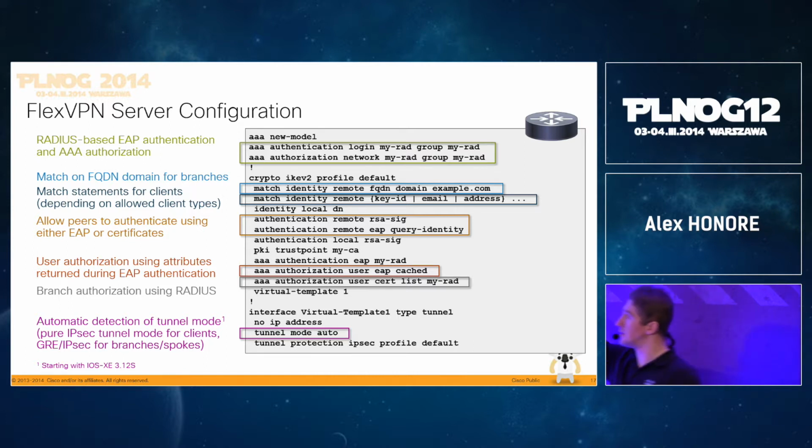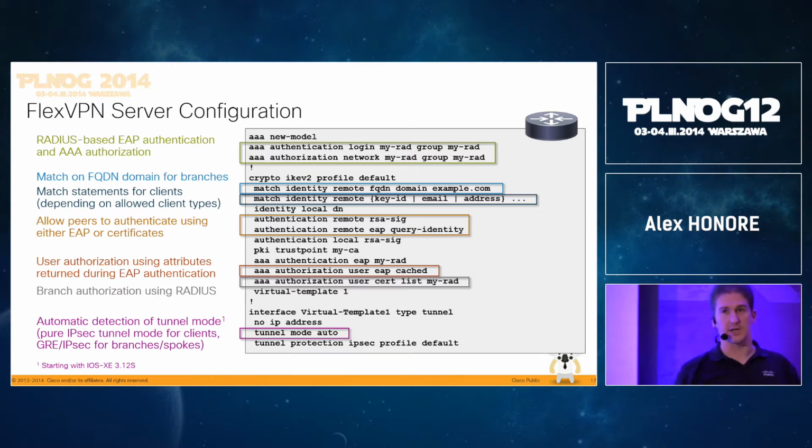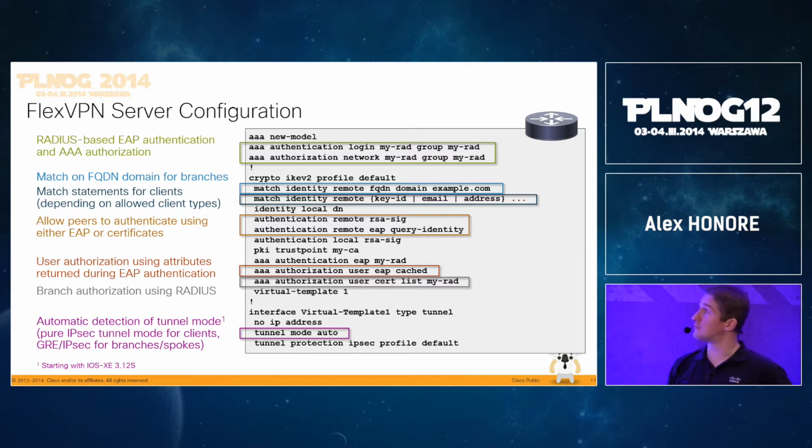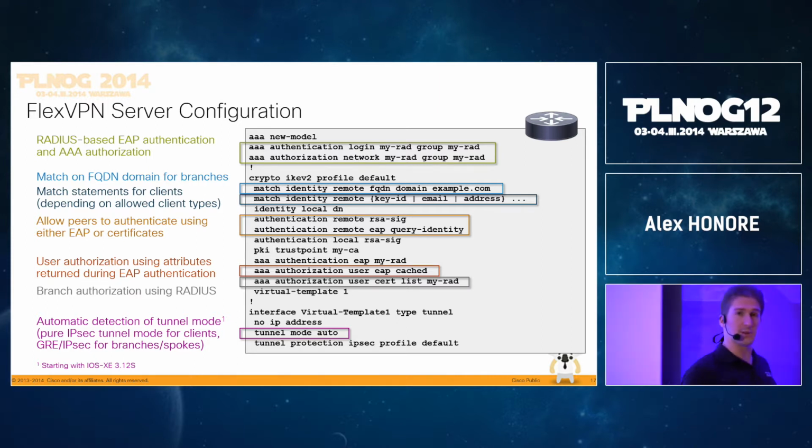This single profile, I've got as many match statements to land on it as I need. Different types of clients will give a different type of identity. So I'm going to just put whatever statements are required based on the types of clients I want to serve. This ensures that everyone will land on the single profile. I will allow both RSA signatures, so certificates, and EAP as the authentication method. When my client comes in, it will tell me how it wants to authenticate. I will just let it do one or the other.